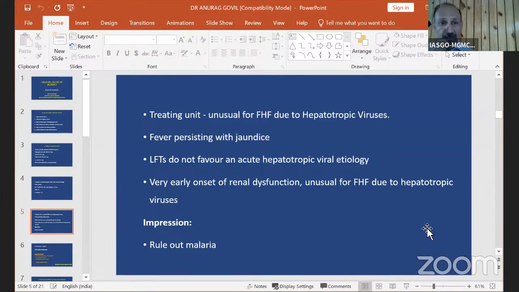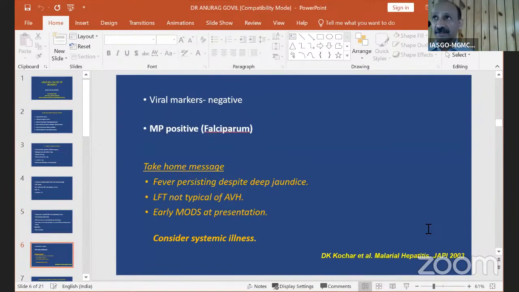that the treating unit thought there is fever persisting with high jaundice, unusual for viral hepatitis. LFTs, again, not favoring viral hepatitis. The enzymes are not as high as I would expect them to be. And very early onset of renal dysfunction. So the treating unit thinks that we should rule out malaria in this patient. And here it is. The viral markers all turned out to be negative. The patient was falciparum positive.